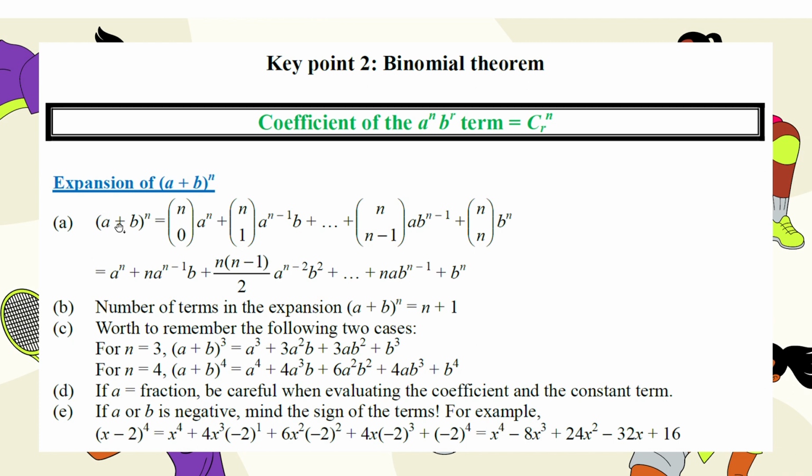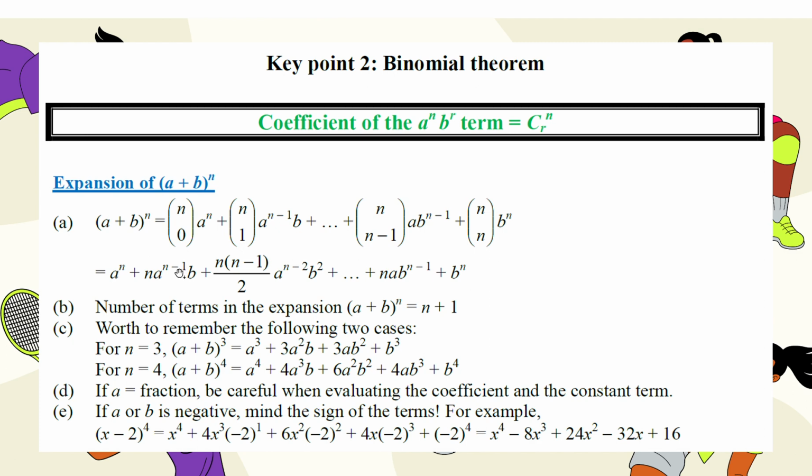It has the standard form. Expand it. The first term is a to the power n, NC0. The second term is a to the power n minus 1, b, NC1, and so on. The last one is a to the power 0, b to the power n, NCn. So when you do the expansion, you will see it like this.